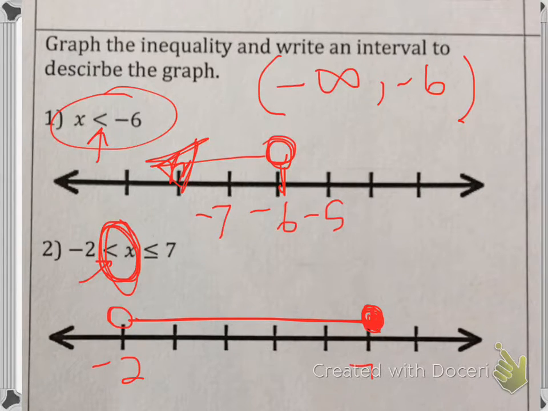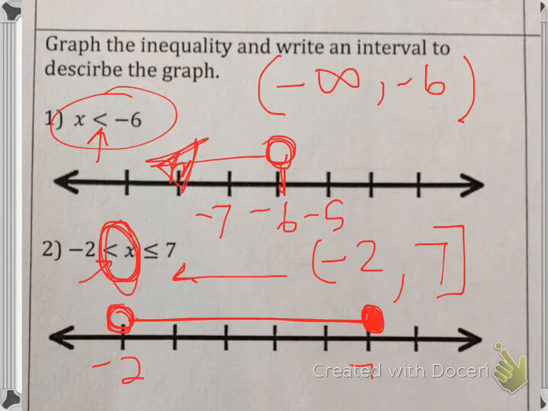So then to write my interval, how far left does my graph go to? Well, my graph goes to -2. How far right does my graph go to? It goes to 7. Then I just need to decide brackets or parentheses. Well, open circle over here tells me parentheses. Closed circle down here tells me brackets, so I'm bracket around there.